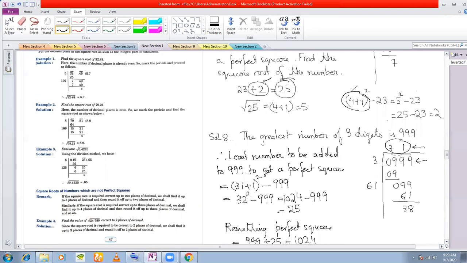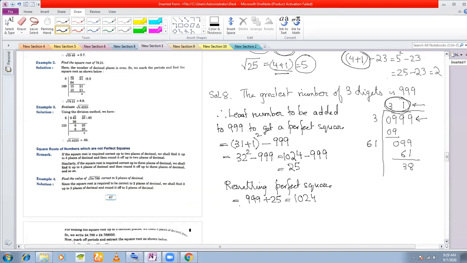And here again, what should be the square root of 1024? The resulting number in the earlier case was 25. And what is the square root of 25? It is 5. How are we getting it? We are simply adding 1 to this quotient. So what is the square root of 1024? This quotient 31 that we have got plus 1, which is 32.